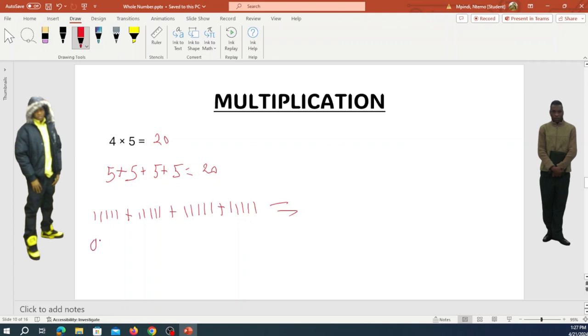So we have 1, 2, 3, 4, 5, plus 1, 2, 3, 4, 5, plus 1, 2, 3, 4, 5, plus 1, 2, 3, 4, 5, equals. So here, you got 5, 0. Here, you got 5, 0. Here, you got 5, 0. Here, you got 5, 0. Now, when you add them, that's why you get 20.